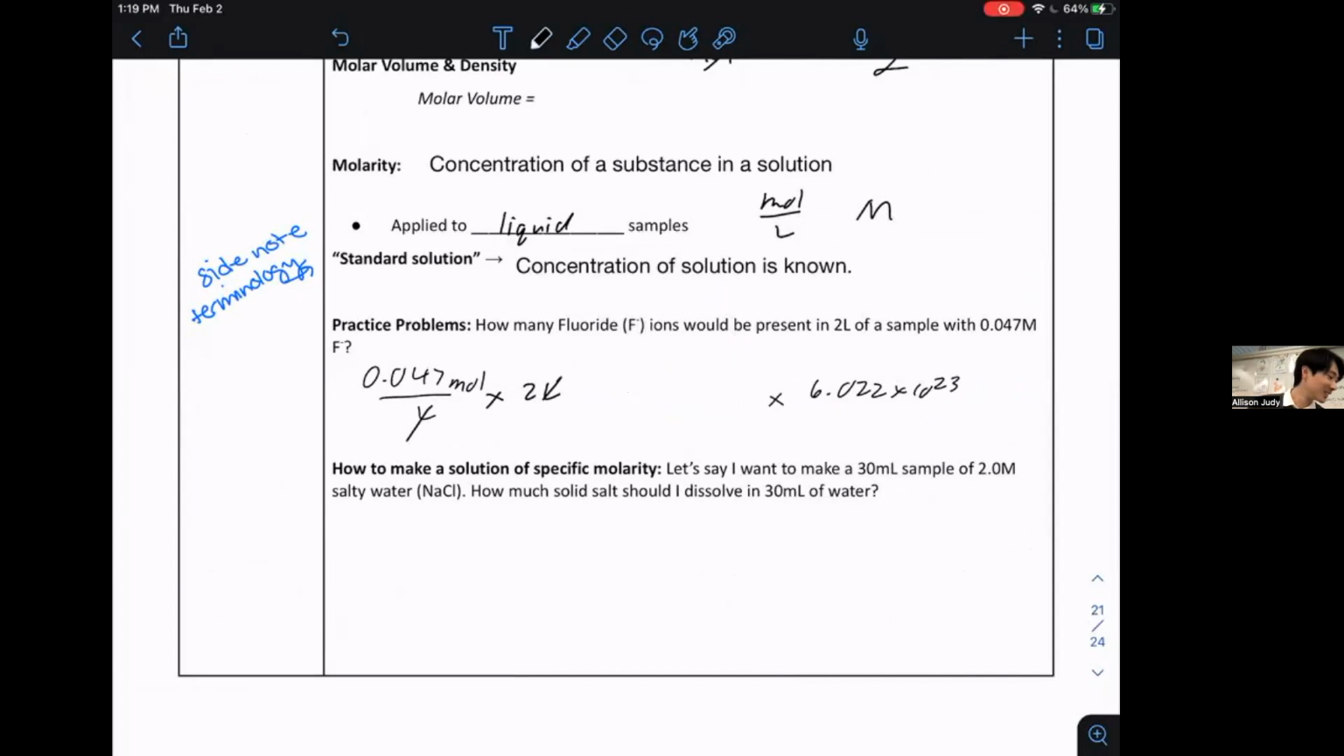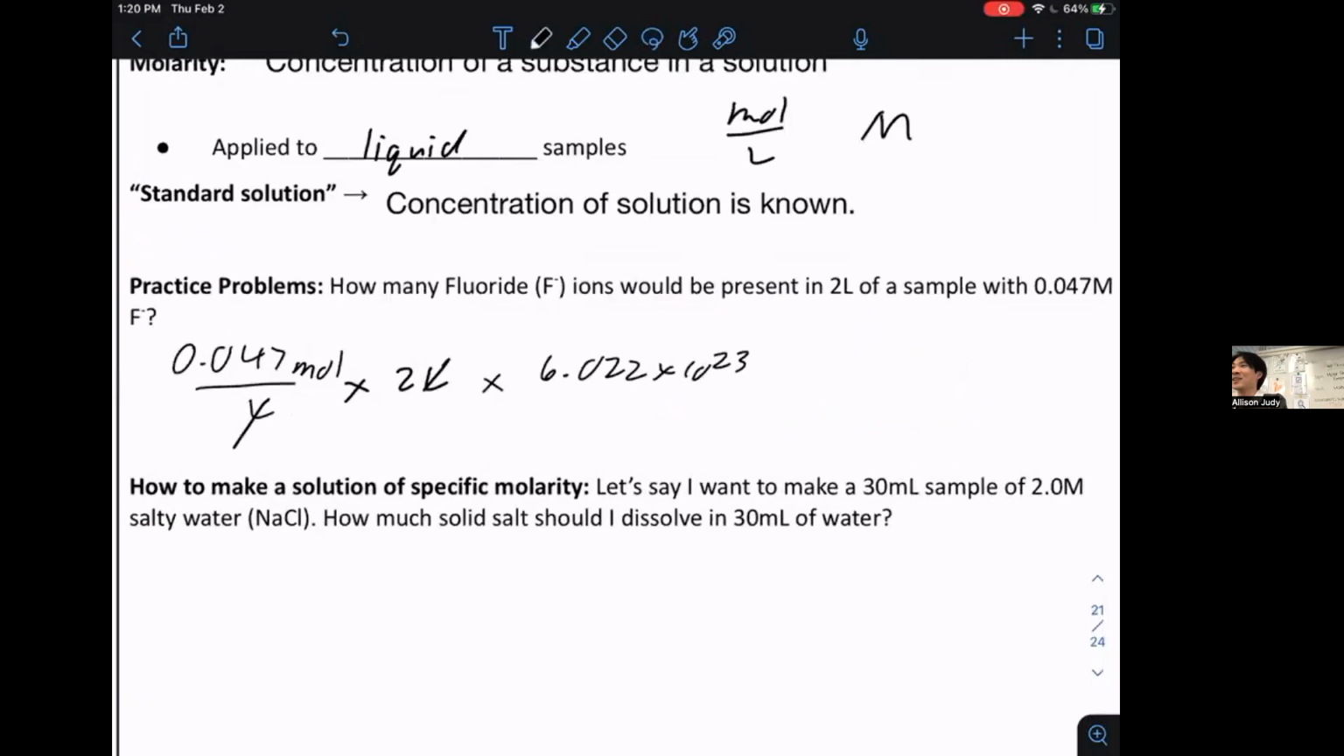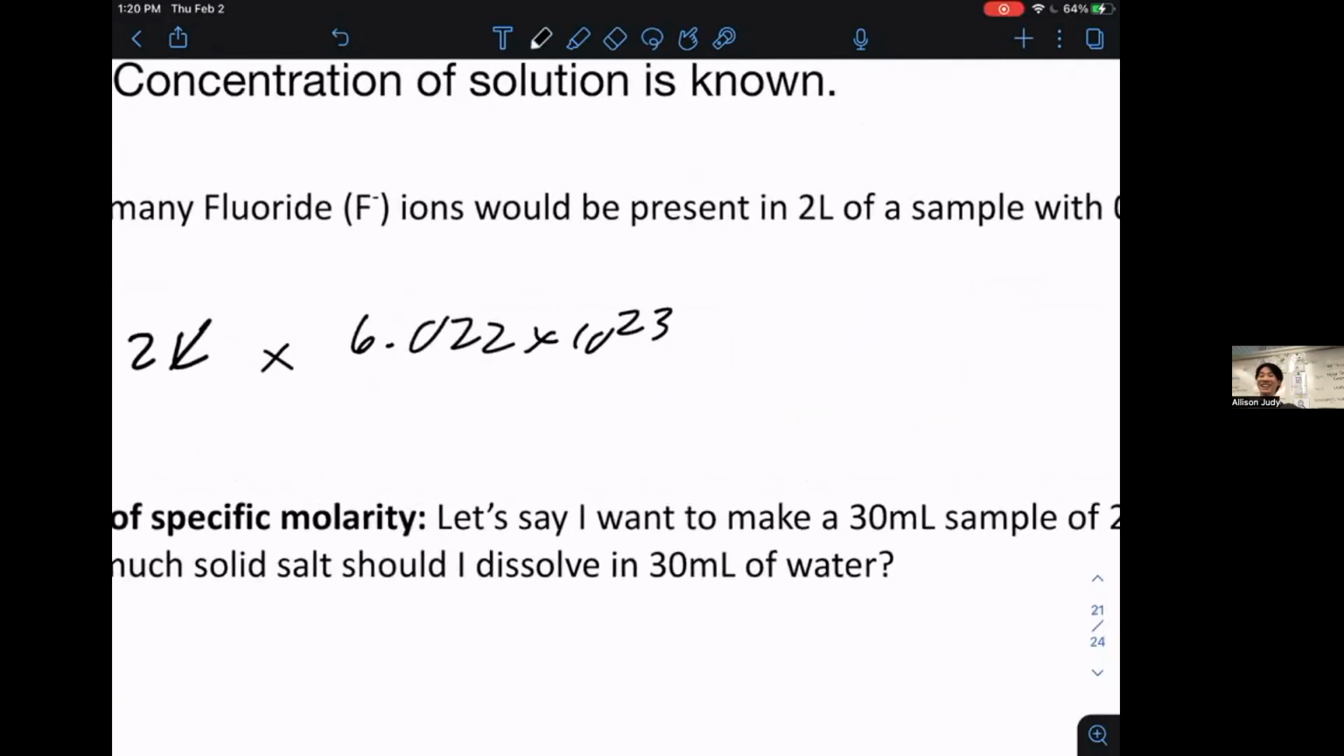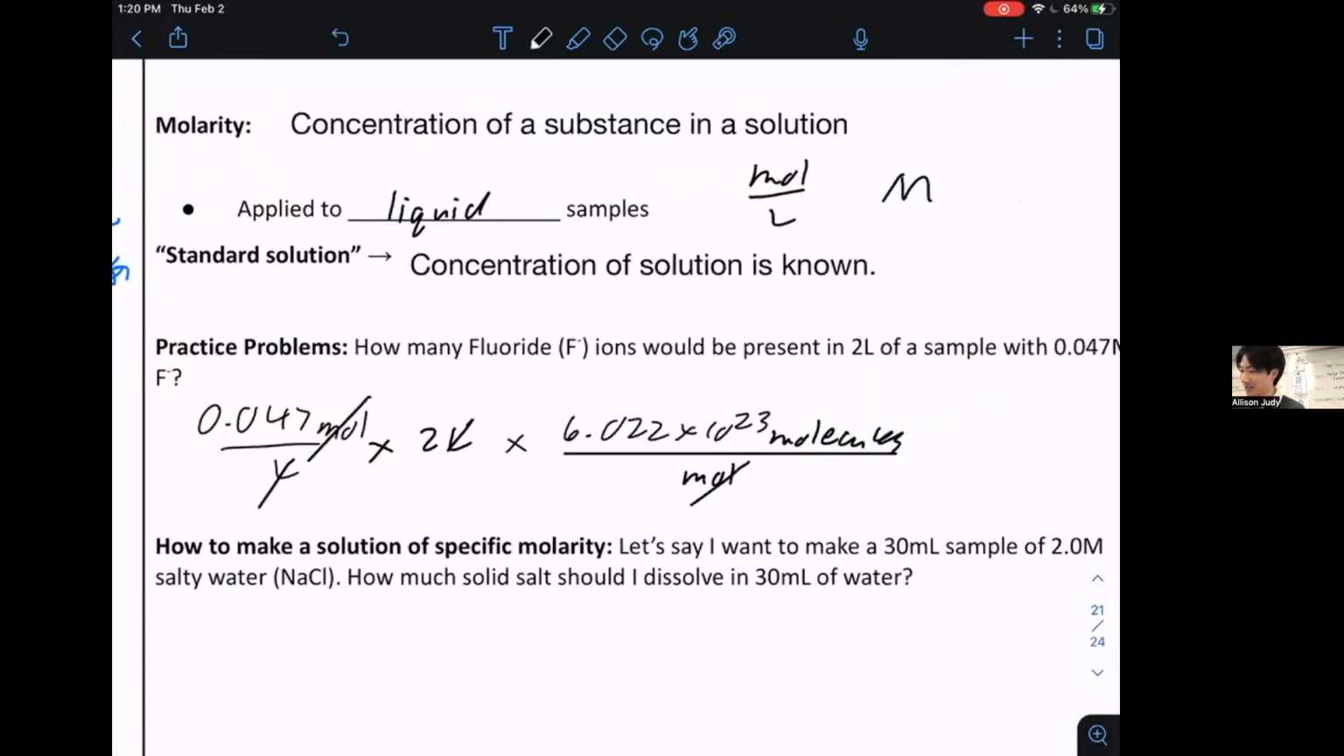Okay, hold up. No, I actually know how to do this. Wait, you said you want Avogadro's number. So I got it. What are the units for Avogadro's number? Molecules. Oh, it's like this happy little chart thing that you printed for us yesterday, the little flower. Yeah, and then this cancels out, and we're just left with molecules.